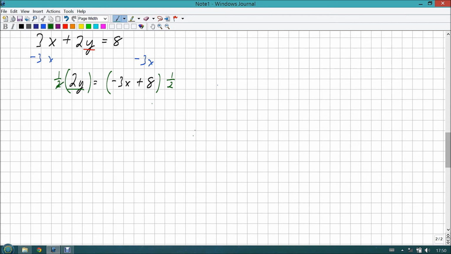So the 2 and the 1/2 cancel. I'm left with just y. And then on the other side, I have 1/2 times negative 3, which would be negative 3/2, plus 1/2 times 8, which of course is 4. So there you go. Now we know how to graph it. We have a y-intercept of 0, 4, and of course we have a slope of rise negative 3, run 2.